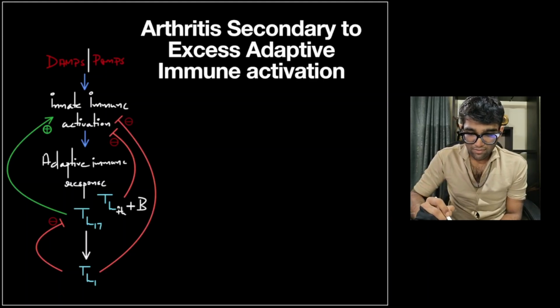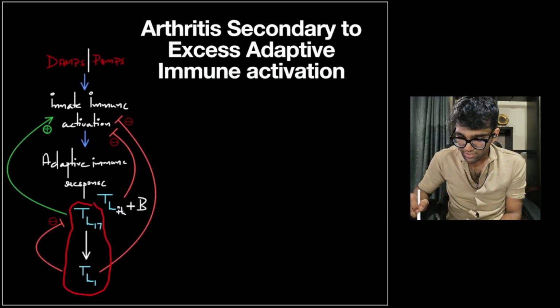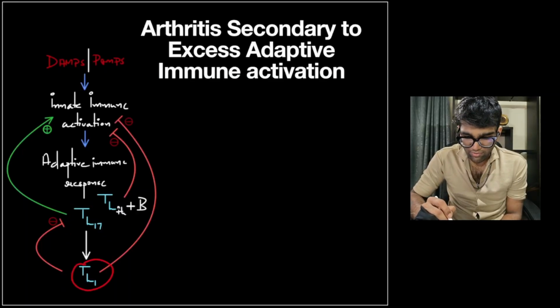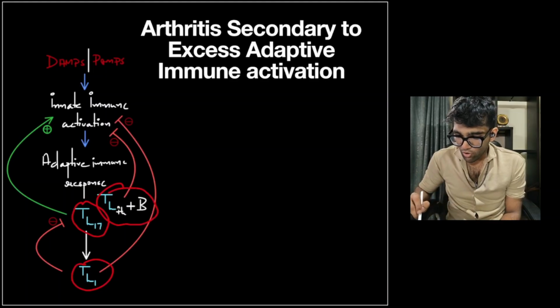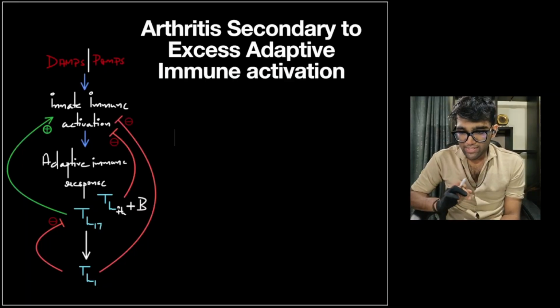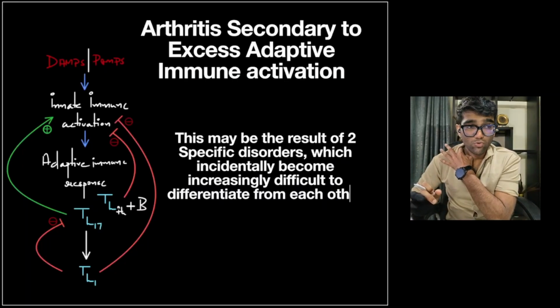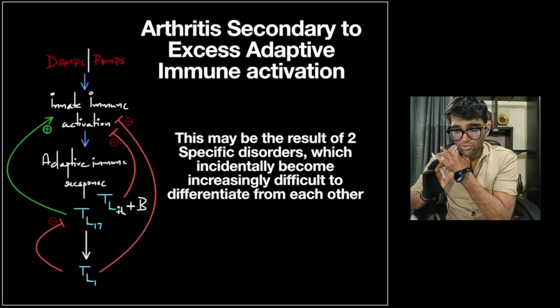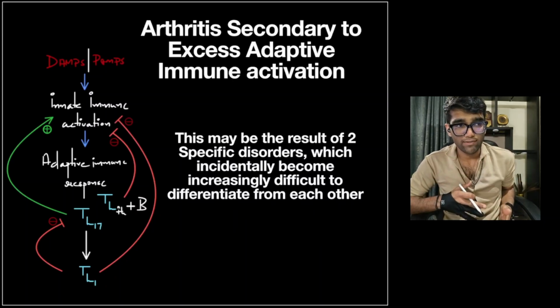Now that is a normal Th17 to Th1 polarization. It's just that the Th1 polarized cells, or even before that the Th17 polarized cells, and the T follicular helper cells and B cells all develop immune responses against one very specific antigen. Okay, so this is typified by the presence of two specific disorders. One is rheumatoid arthritis and the other one is psoriatic arthritis.